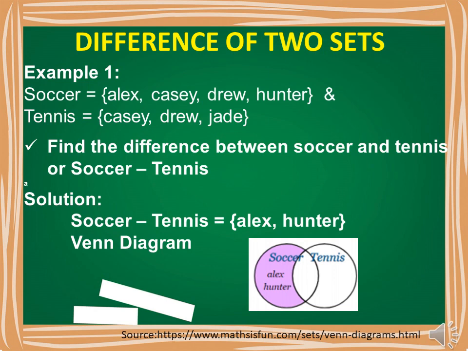Okay, so when you are asked to draw the diagram for the first example, the Venn diagram looks like this. Again, the rectangle represents the universal set, and the circles here represent the subsets.